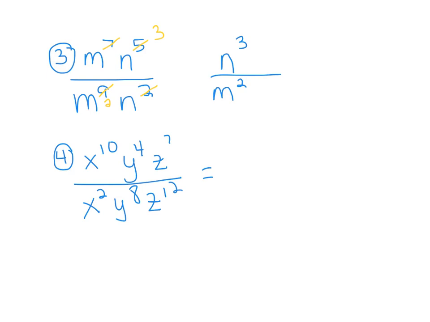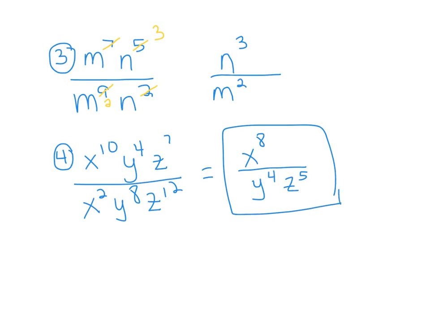All right, so here's what you should have come up with. Looking at the x's, 10 on top, 2 on the bottom, x to the 8th, because you can take 2 away from the top and bottom. Look at the y's. Where are there more y's? On the bottom, y to the 4th. And then look at the z's. Where are there more? On the bottom, how many more? 5. And that should be your final answer.